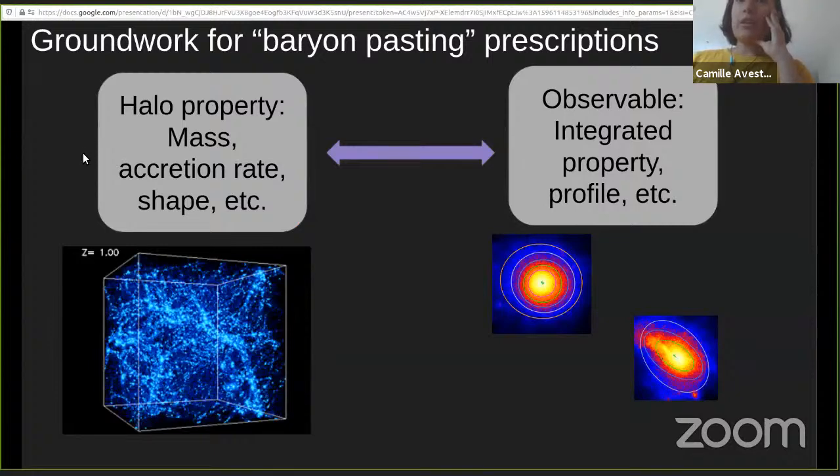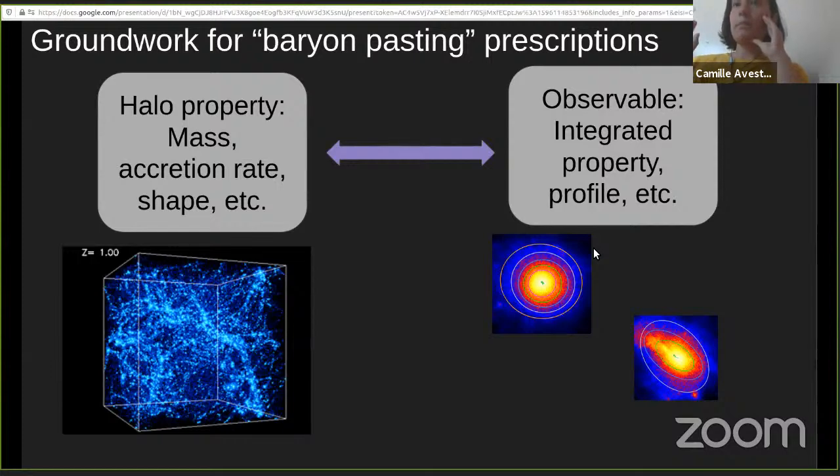So that kind of a relationship, my description sort of alluded to, if you want to model this in a very fast way, that's pointing towards baryon pasting prescriptions and the kind of work that Huanqing did. I like to think of it as an example of groundwork for those activities. When I say baryon pasting, I think a lot of folks know this as semi-analytic modeling, but essentially you have some sort of a halo property that you get from a dark matter only simulation, so mass, accretion rate and shape, and some observable, like some integrated property, like your overall TX, some profile of the gas or the stellar distribution, etc.